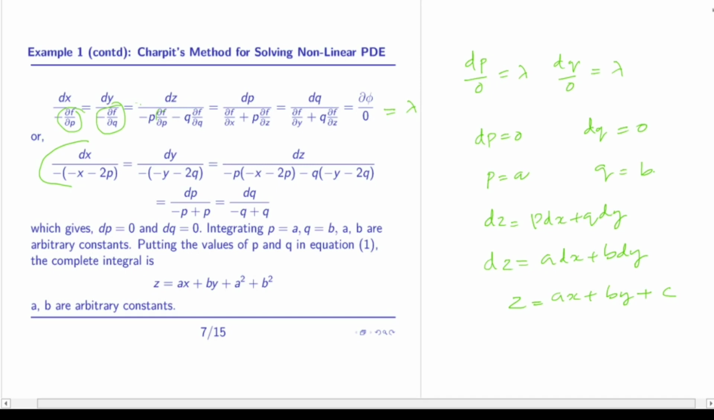Also, in this particular case, you can substitute these values back into the original equation given in the question, z is equal to px plus qy plus p square plus q square. So you can substitute p equal to a and q equal to b in this equation. Then you also get z equal to ax plus by plus a square plus b square, where a, b are arbitrary constants. You can even write a square plus b square equal to c. So we get the same equation.